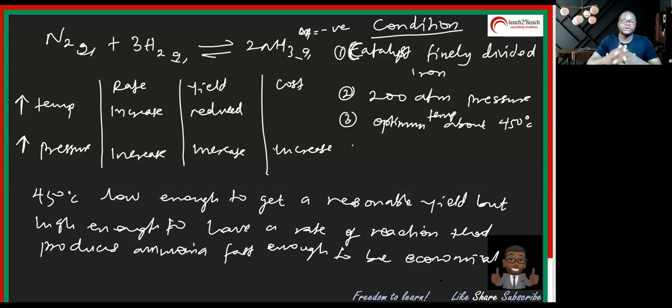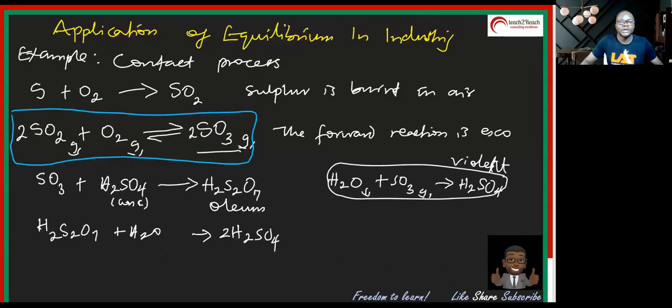450 degrees Celsius is low enough. We could have gone higher, but it's low enough to get a reasonable yield of ammonia at a reasonable rate of production. So this is the application of equilibrium to the chemical industry. Okay, any question? Any question?